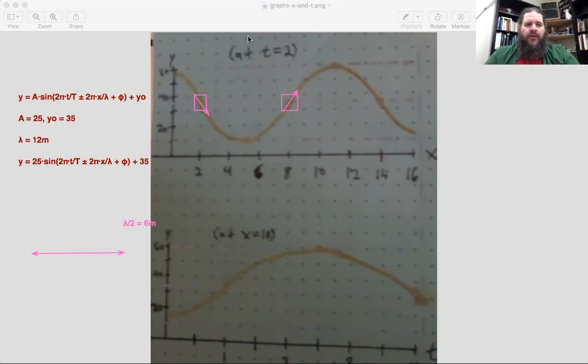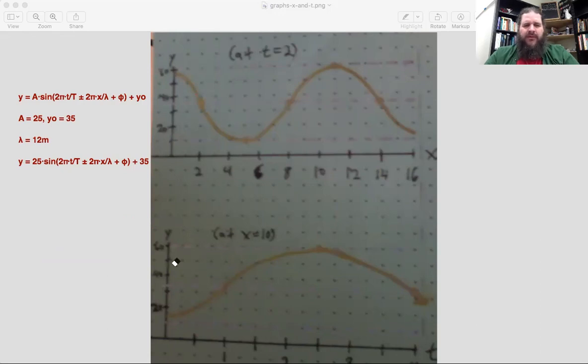Or you could, since we have enough of the graph here, say, here's equilibrium on the way down, and then the very next equilibrium on the way down. That really is one complete cycle. So from 2 to 14 is one full cycle. Once again, that tells us wavelength is 12 meters. So either way, we get 12 meters as the wavelength.